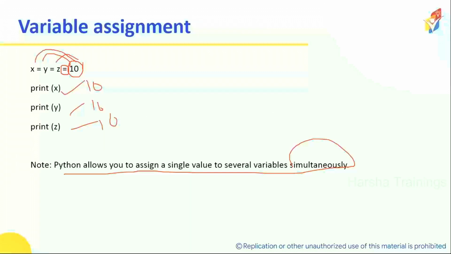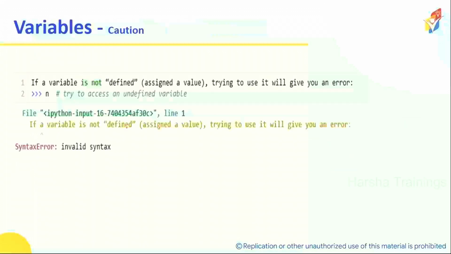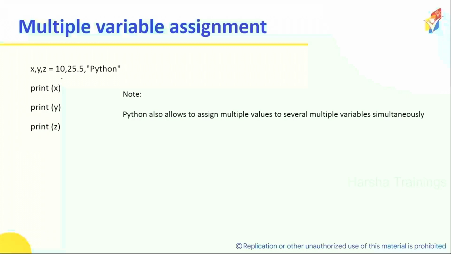Then I can also do, this is the beautiful thing which happens only in Python. I can assign multiple values to multiple variables at the same time. 10 is an integer, I am assigning to x. 25.5 is a float, I am assigning to y. Python is a string, I am assigning to z. Now x means 10, y means 25.5, z means Python. That means Python allows us to assign multiple values to several variables simultaneously.